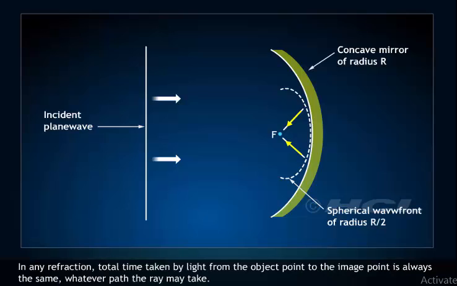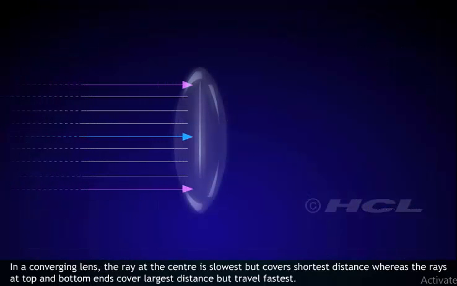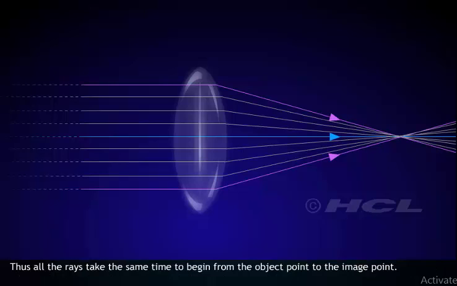In any refraction, the total time taken by light from the object point to the image point is always the same, whatever path the ray may take. In a converging lens, the ray at the center is slowest, but covers the shortest distance, whereas the rays at the top and bottom ends cover the largest distance but travel fastest. Thus, all the rays take the same time to travel from the object point to the image point.